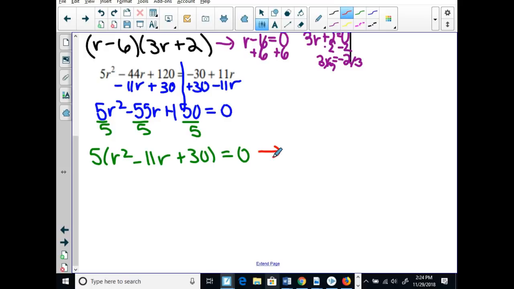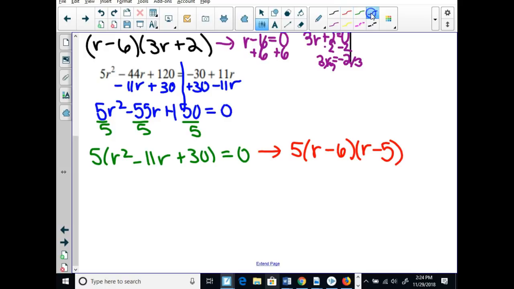I'm going to do the factor and guess and check quick. If you want to pause and try it, I'm going to get 5 times r minus 6 times r minus 5. If I can do guess and check, I'm almost done. I set each factor equal to 0, and I'm going to get r equals 6 and r equals 5. If you can't do guess and check, again, I'm going to do the 4 termers with you. Some of you can fast forward this part and go to the next slide if you don't need it.